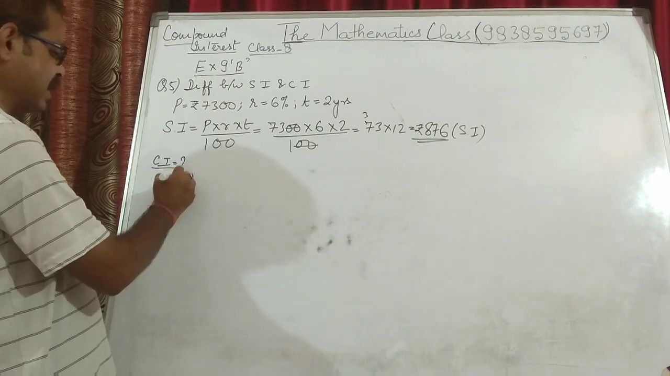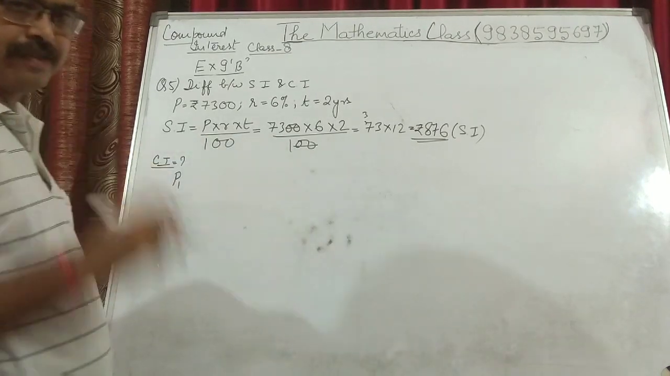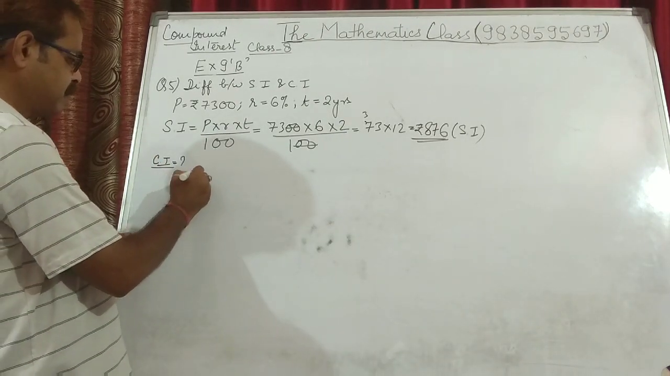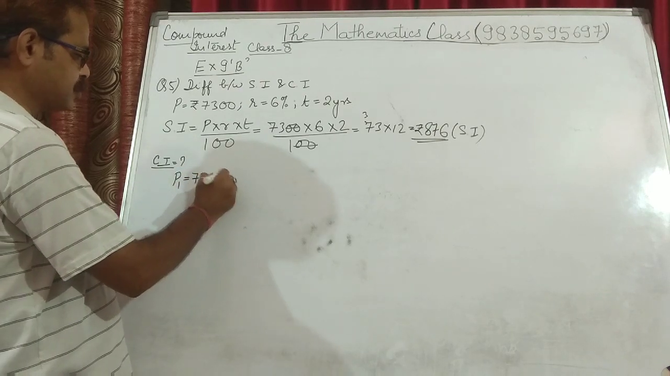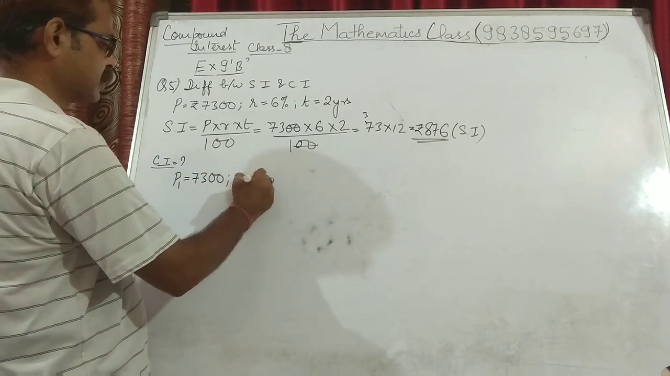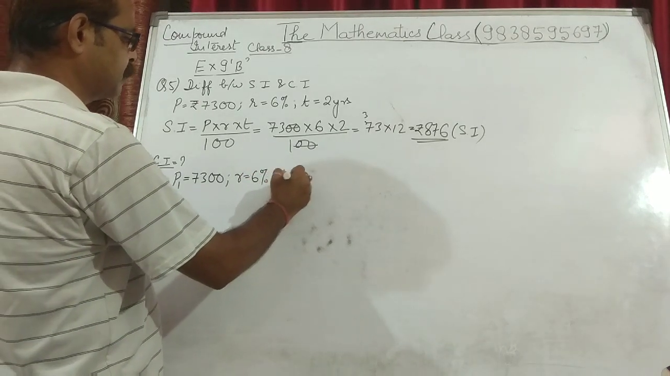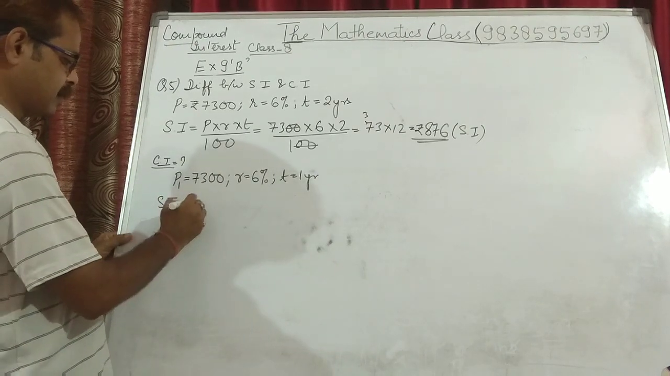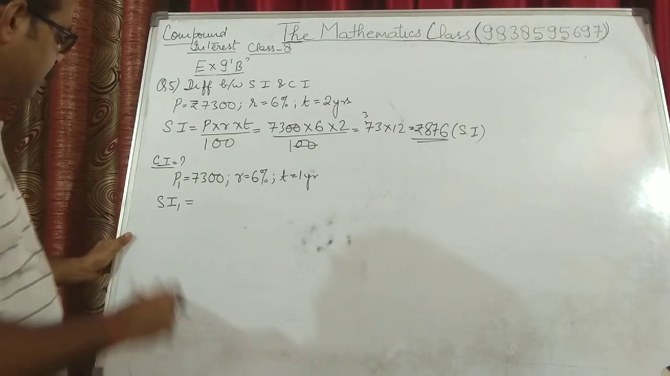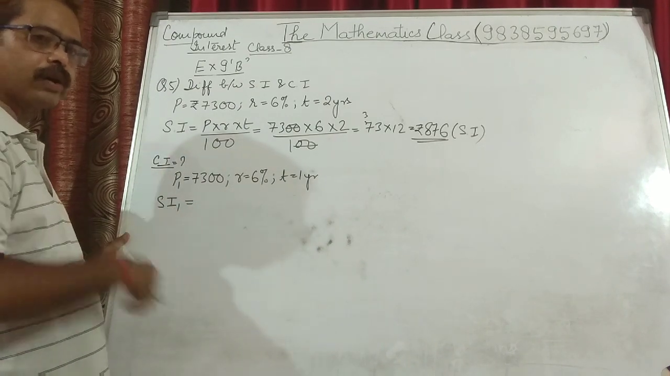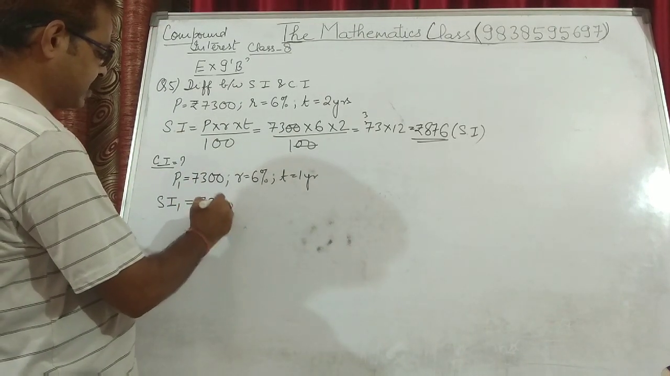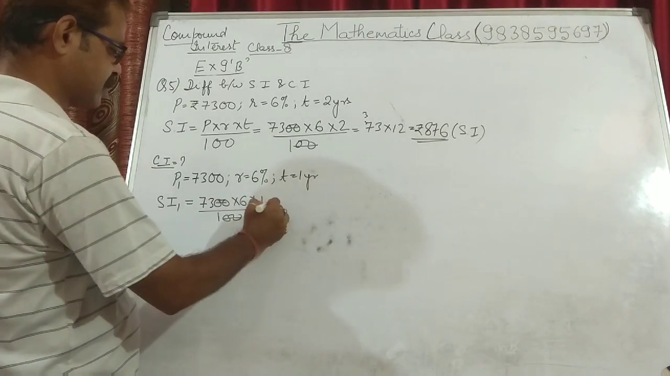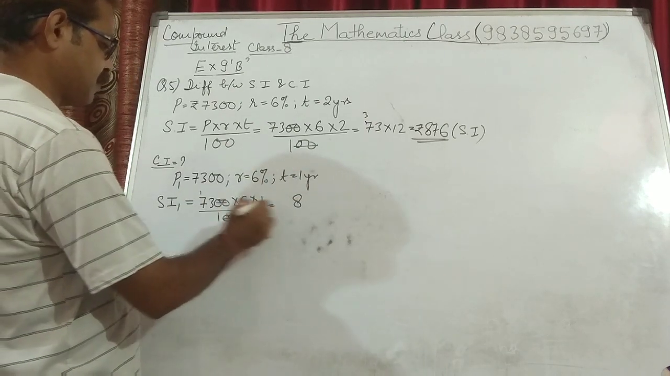Now for compound interest, I am taking P as P1 because P will act as the principal for the first year. So I am writing P1. P1 is rupees 7300. R will be 6% as it is and time will be 1 year. So SI, I am computing simple interest, simple interest 1 means simple interest for the first year. 7300 into 6 into 1 upon 100, 0 cancel, 6 is 18, 6 7s are 42 and 140.